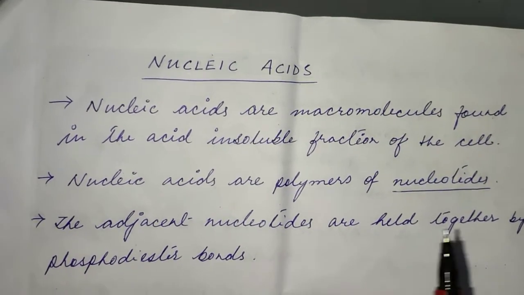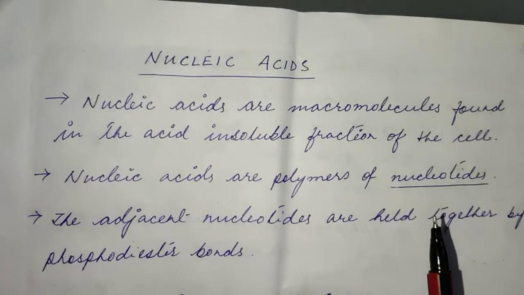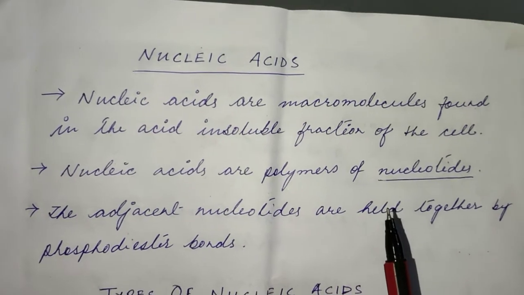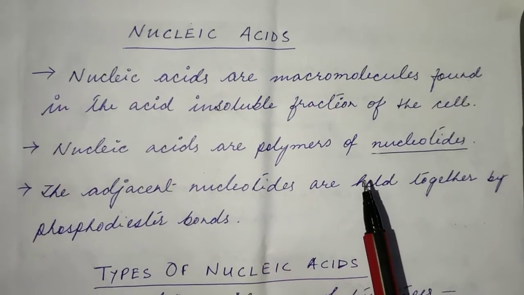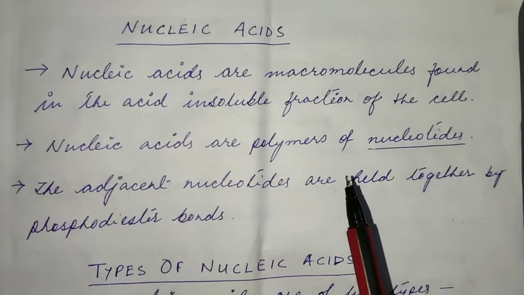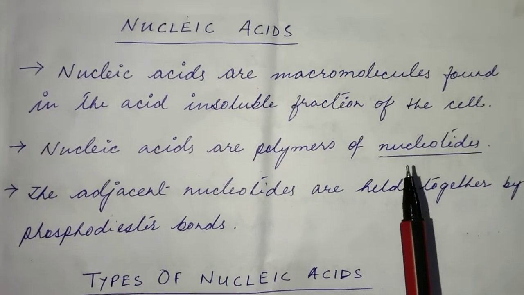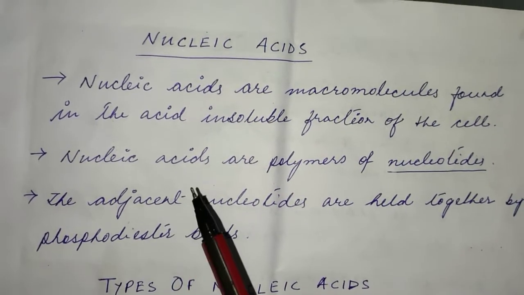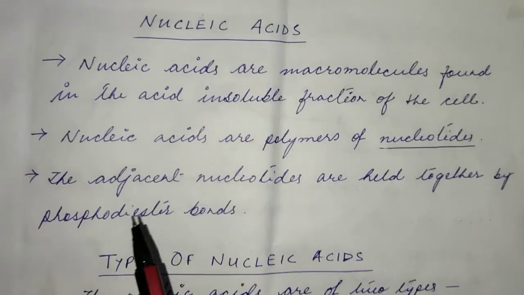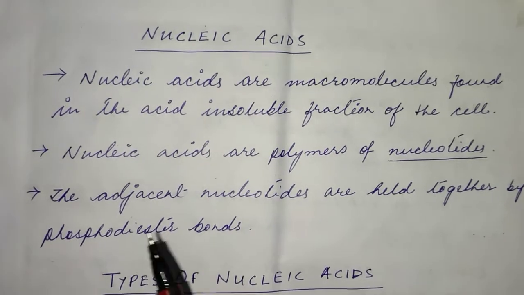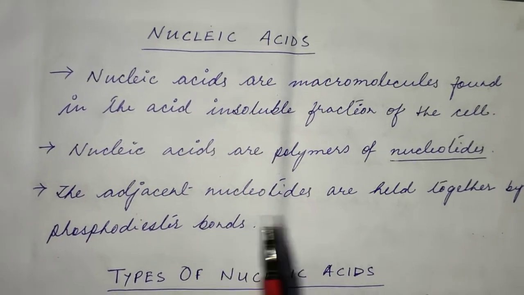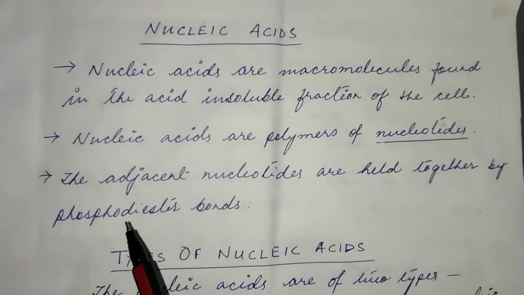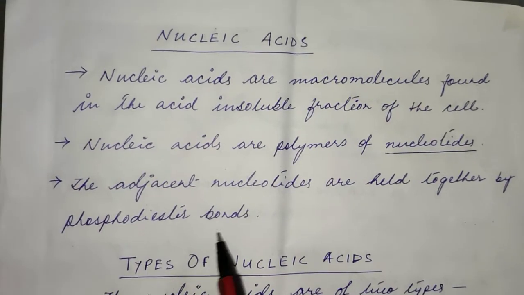Nucleic acids are polymers of nucleotides. Now, what is a nucleotide, or the structure of a nucleotide? I have already explained in our previous class. So these nucleotides are the monomers forming nucleic acids. Now in nucleic acids, as these are polymers of nucleotides, the adjacent nucleotides are held together by a particular bond which is known as phosphodiester bond.